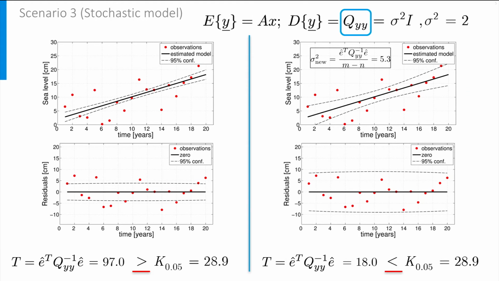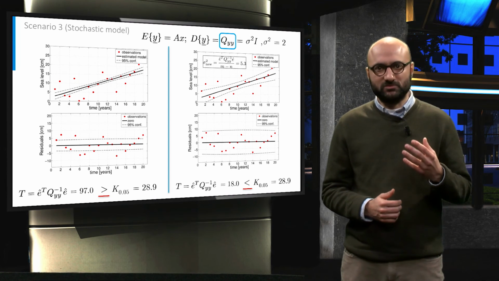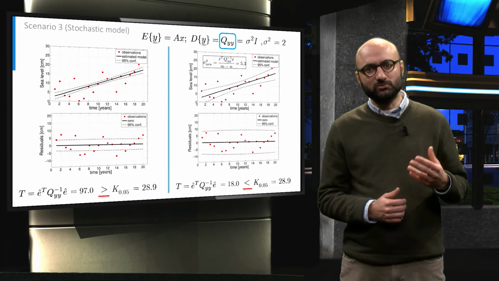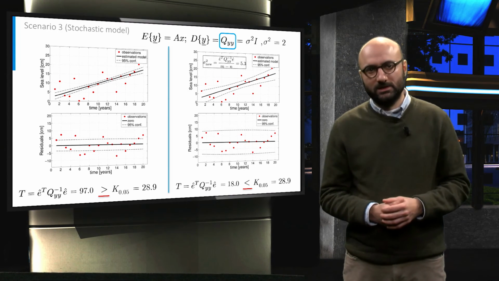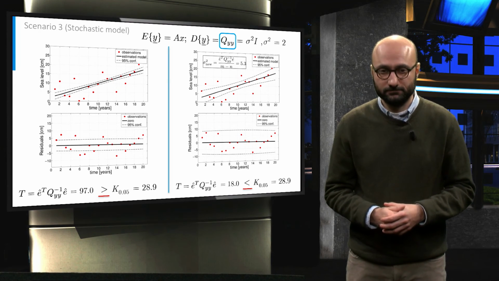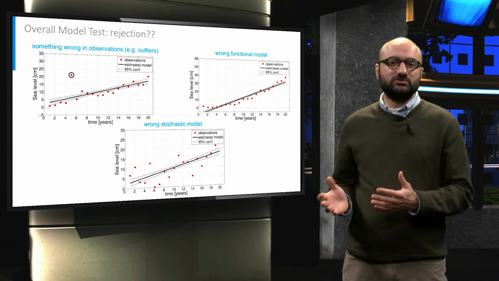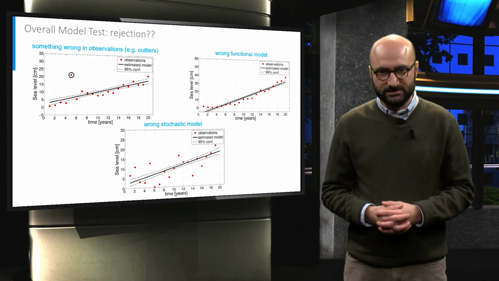In this scenario, the stochastic model was wrong. In fact, the variance of the observations in the first case had been assumed to be too small. By adapting the stochastic model, we have solved the problem. These three examples demonstrated the three different sources of rejection of the overall model test.